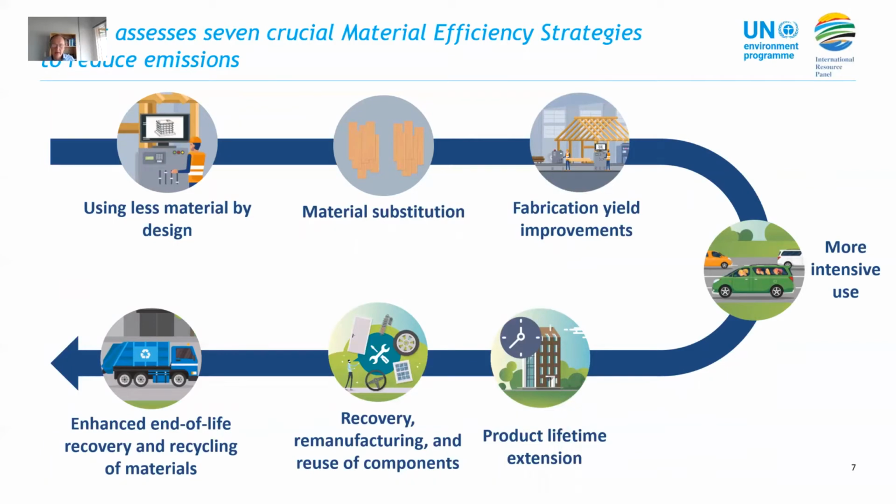Now, we have looked at 7 important material efficiency strategies at different parts of the life cycle of these products. We have looked at designing products using less materials to provide the product, at using materials that have less greenhouse gas emissions per unit function than the materials that are currently used. For example, using wood as a construction material, at improving the yields during manufacturing processes, thus eliminating manufacturing waste.